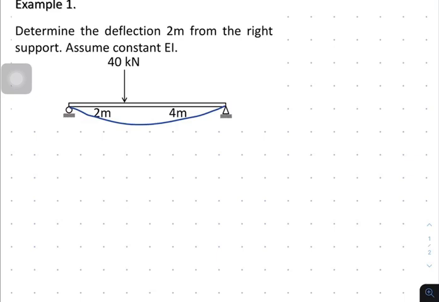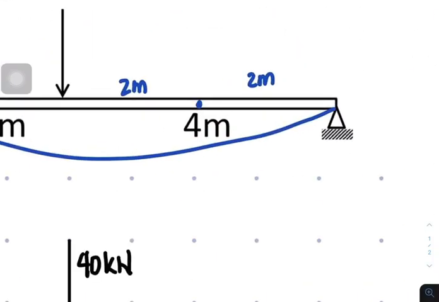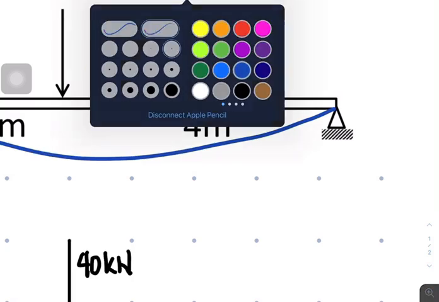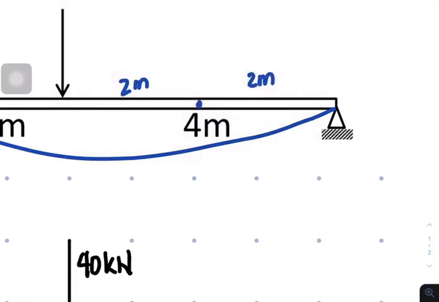And then it says that we are going to get the deflection at 2 meters. So maybe here, this is 2 meters from the right side, and 2 meters because we have a 4 meter all-in-all length. And at that portion, we need the deflection.